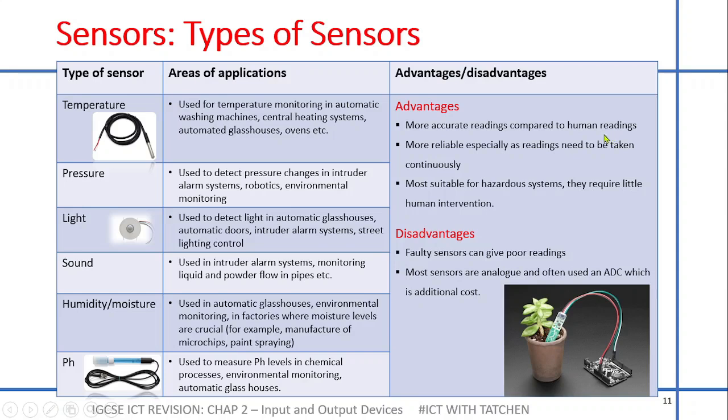Yes, you cannot ask a human to measure the temperature of something every 2 seconds throughout the day. That won't happen, it won't be effective. But sensors can do that perfectly well. They are more reliable, especially as readings need to be taken continuously.